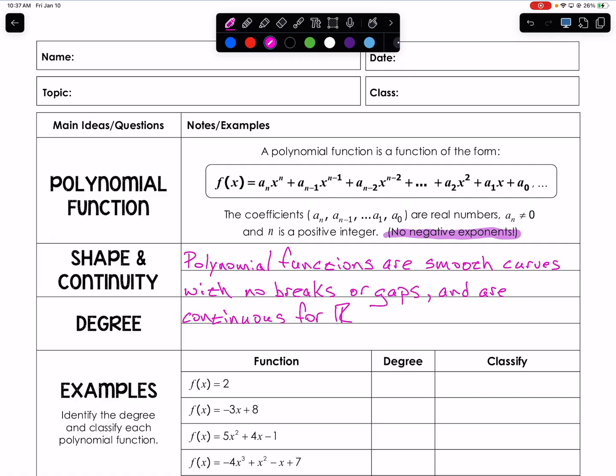Might be confusing because you're writing. I know. They'll just have to get over it. The highest exponent, it is confusing, I agree. So that's the end of the shape and continuity piece, right? And I just ran out of room because I write big, but you'll get over it. The highest exponent, n, of a polynomial is the degree.